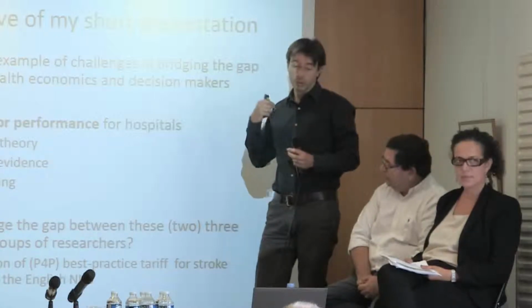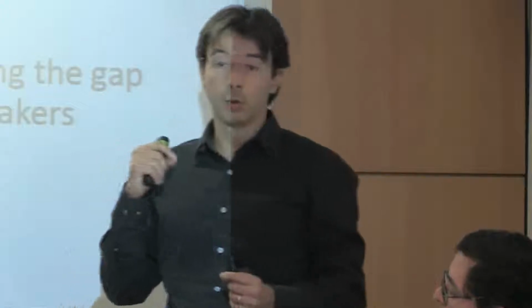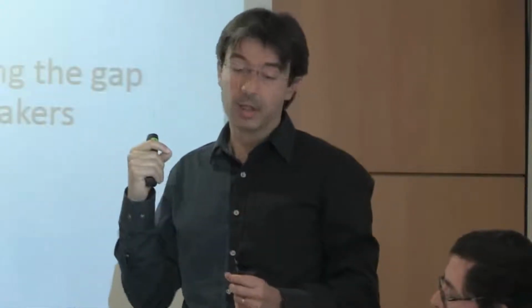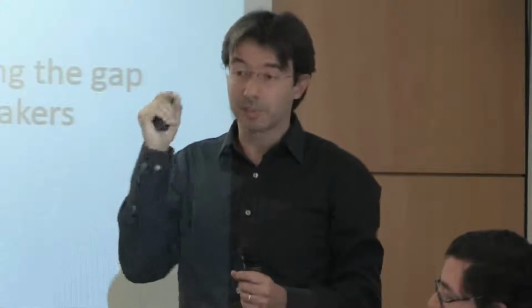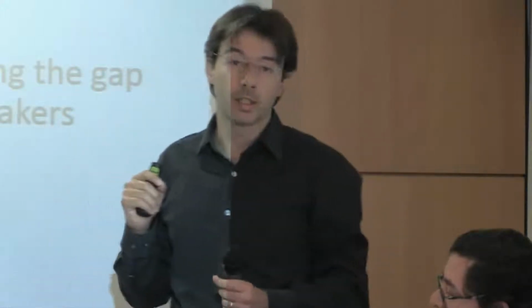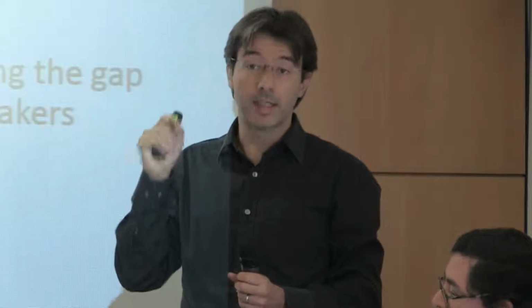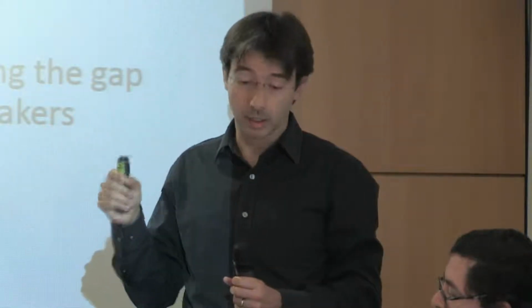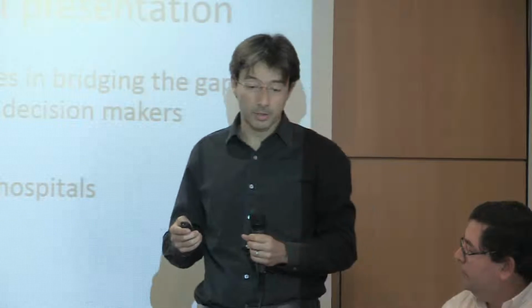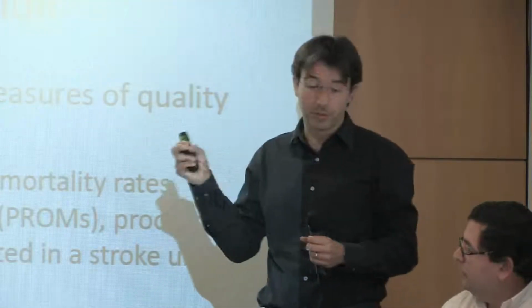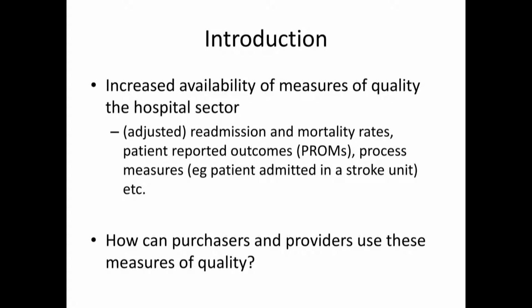So I'm going to give a brief summary of these three dimensions for pay for performance, and then I'm going to provide one attempt that I have made with a couple of my co-authors on trying to make pay for performance more relevant to policymakers by using a specific example of pay for performance, which is the Stroke best practice tariff used in the English NHS. Okay, so I'm going to start by giving you just a very brief introduction of what the general issues are about.